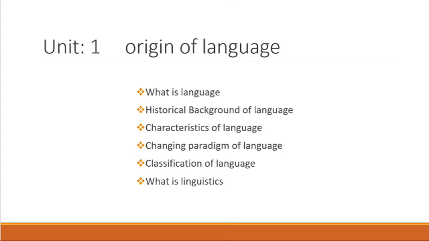Okay, then we are going to study certain classifications of language, or the language families as we know them. Okay, that how is it that we have so many languages in the world. So this thing is dealt with under the classification of the language.